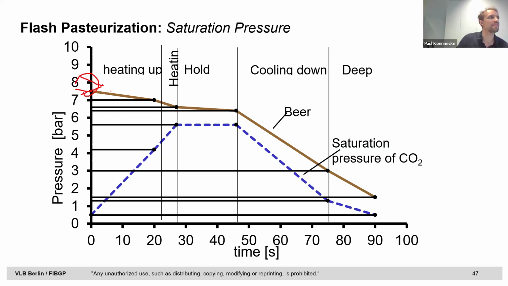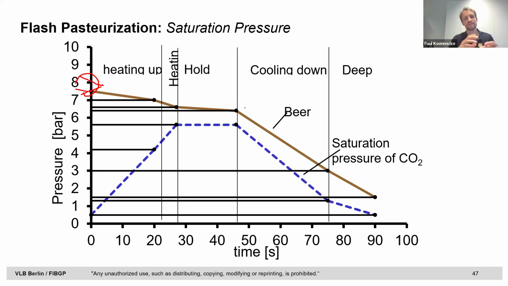So here we will have the highest pressure applied, and then we have the pressure during the heat holding. Of course, we will have some losses in pressure due to the losses which always occur when you have a surface where the liquid is flowing, and then of course you will have a falling down in pressure when you have the cooling down of the beer.